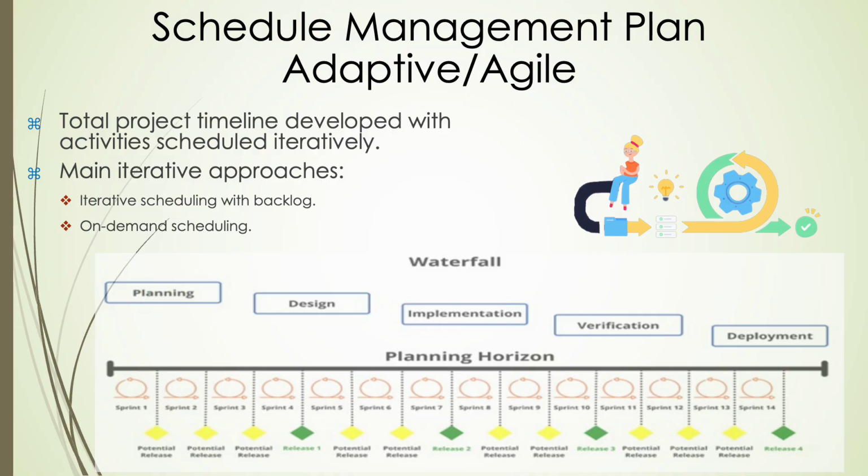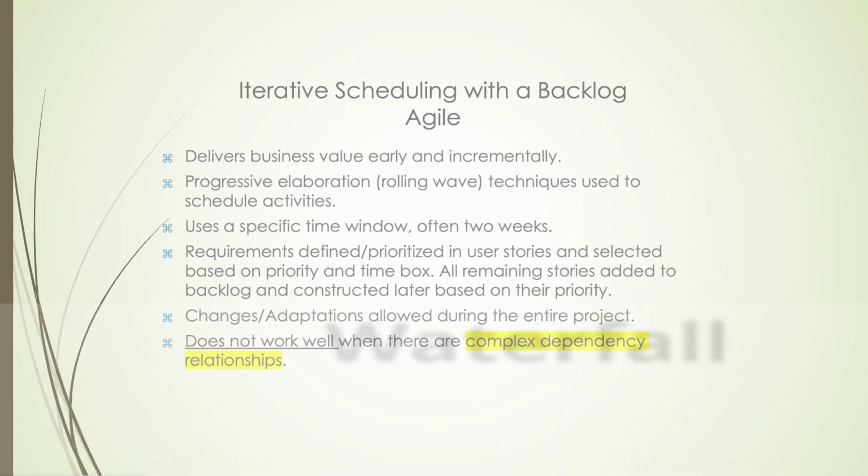Iterative scheduling methods like backlog-driven or on-demand scheduling offer greater adaptability to changing requirements. By dividing the planning horizon into smaller, manageable iterations, teams can better respond to stakeholder needs and evolving project conditions, improving overall project success and responsiveness.